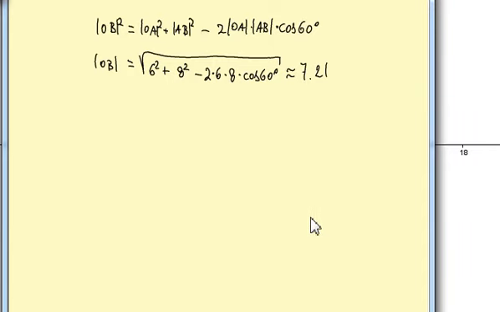So let's write it down here. So the length of W divided by the sine of the angle which is opposite to vector W is the same as the length of vector V divided by sine of the angle that is opposite to vector V. And we are looking for delta here, for the measure of angle delta.